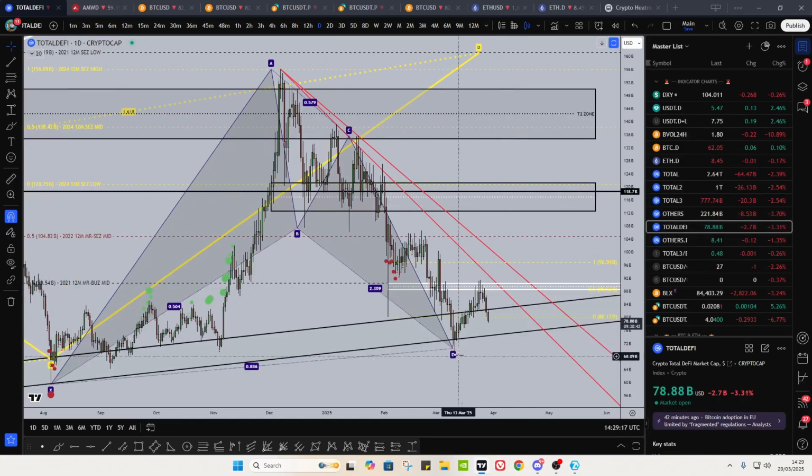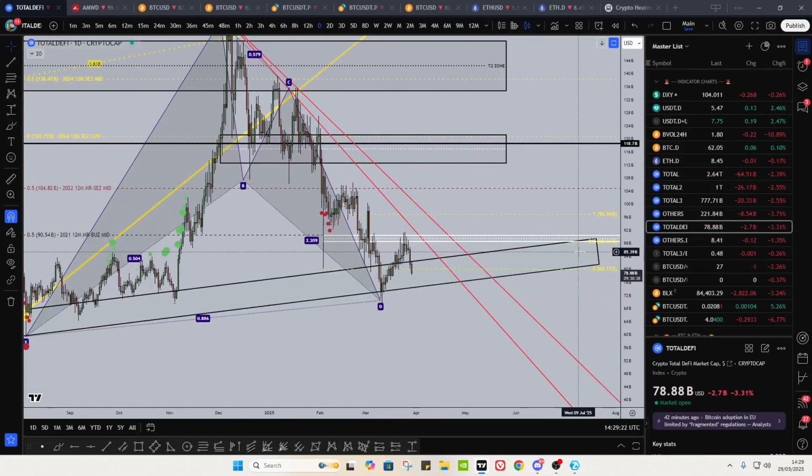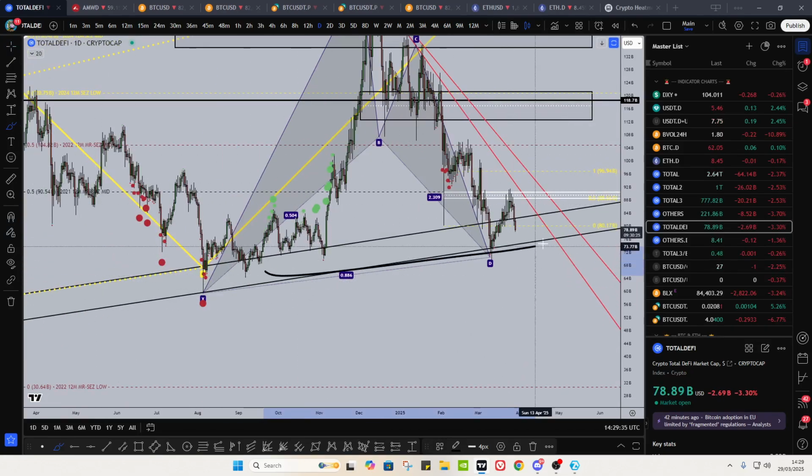Total DeFi, beautiful. We know we have the 886, right? We've rejected off the area we were talking about. You hit the zone between the yearly level and the mid, right over here, of this buy zone from February 2025. As long as you're above the 886, you're fine. As long as you're holding trend, you're fine on total DeFi.